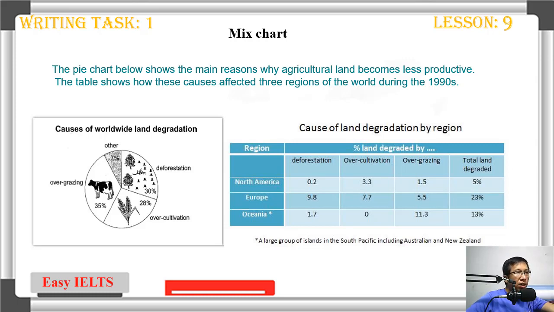Today is lesson number 9 and today we look at the mixed chart. The mixed chart is the combination of 2 or 3 different charts. So look at the screen, we have the examples. The pie chart shows the main reason why agricultural land become less productive, and the table shows this cause affected 3 regions of the world during 1990s. Okay, so this is the topic for today.